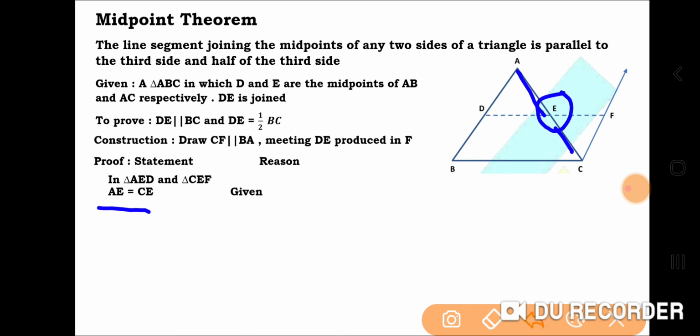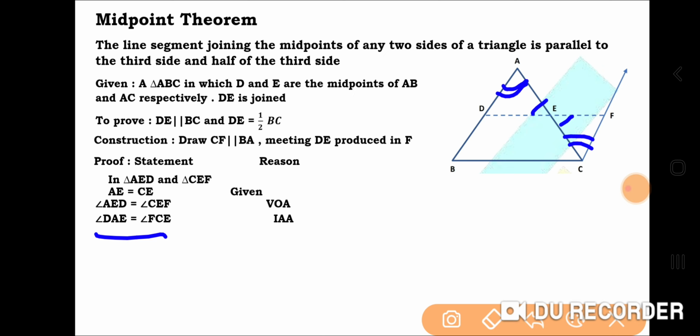That is angle AED, and CEF is here. They both are equal because of vertically opposite angles. The next step is DAE is equal to FCE. DAE means this angle is equal to FCE, this angle, and already we have shown that this is equal to this because of vertically opposite angles, and AE is equal to EC.